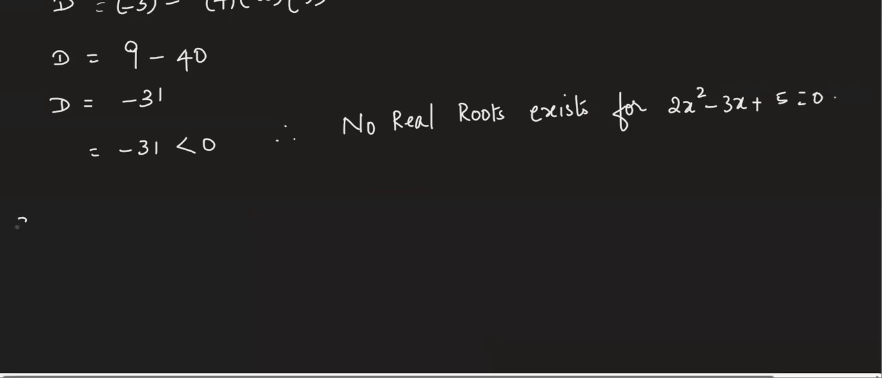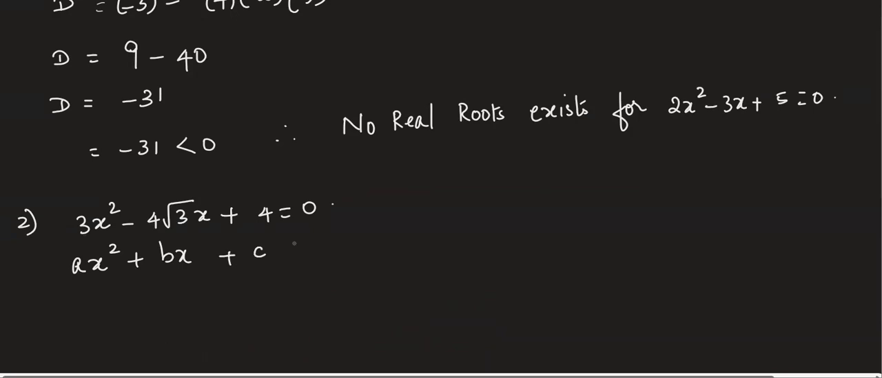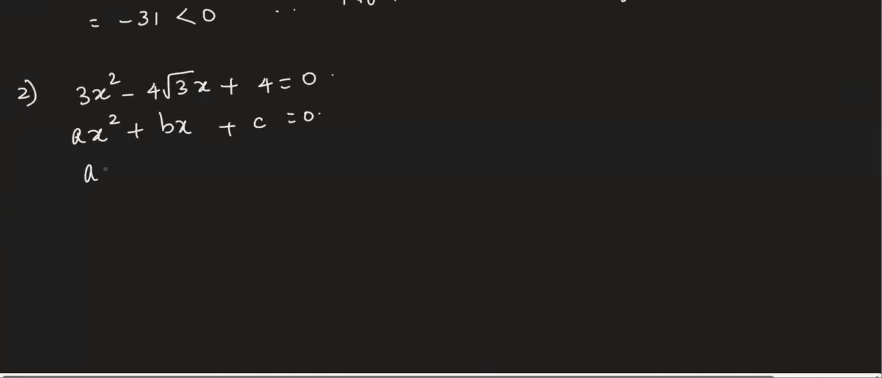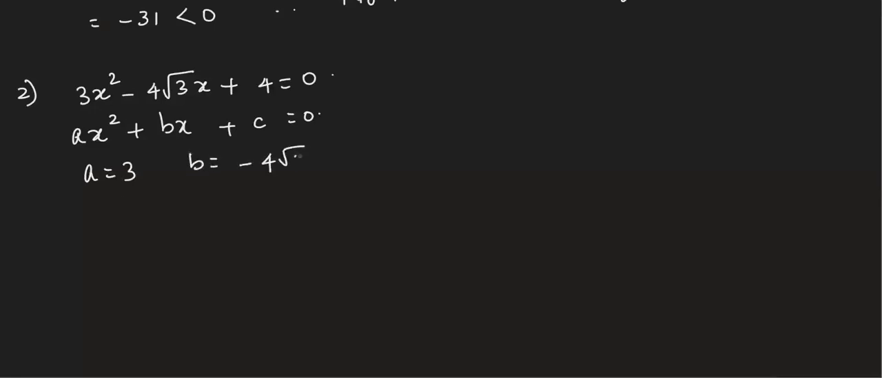Okay, now let's solve the second question. So what is the second question? Second question is 3x square minus 4 root 3 x plus 4 is equal to 0. Now first let's write what is a, b and c. So this is ax square plus bx plus c is equal to 0. Now here a is equal to 3, b is equal to minus 4 root 3 and c is equal to positive 4.